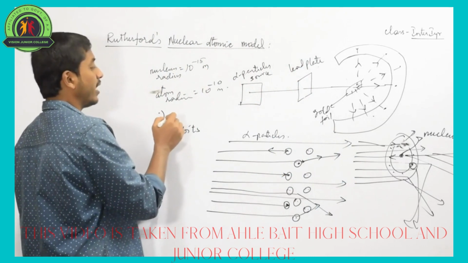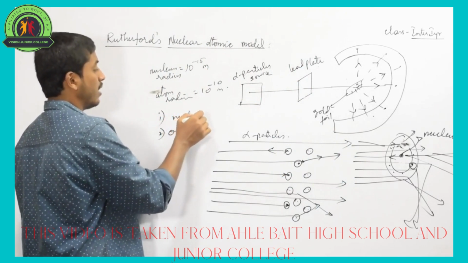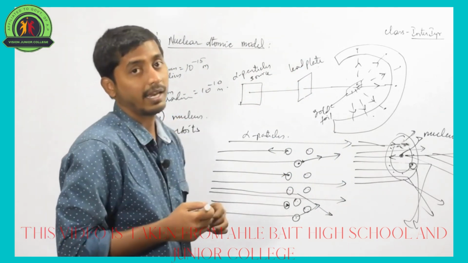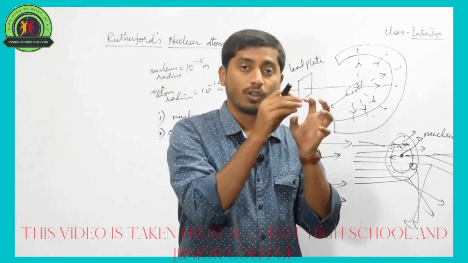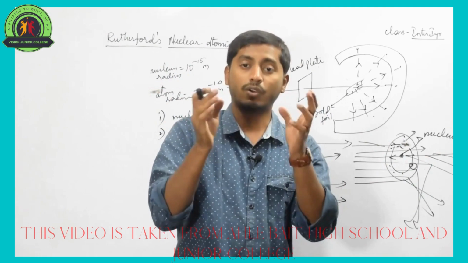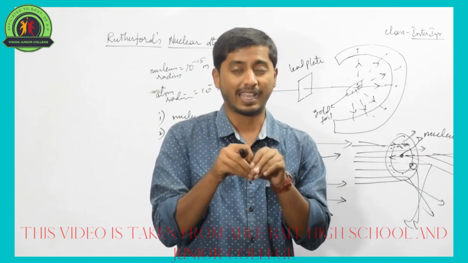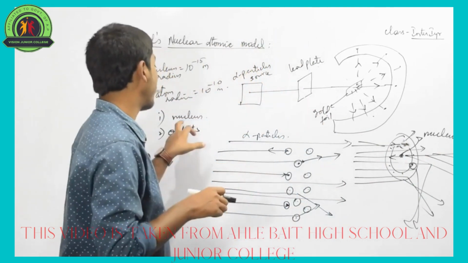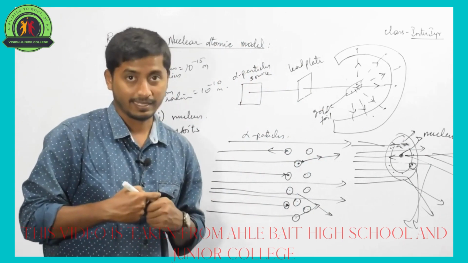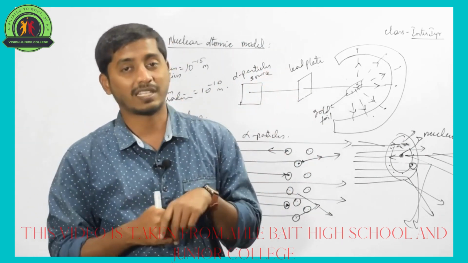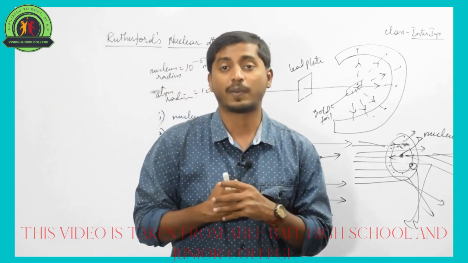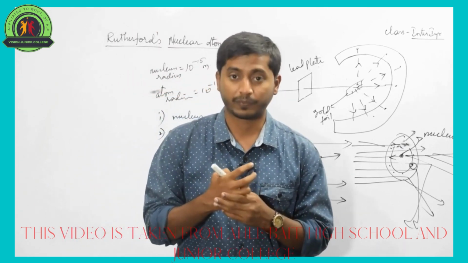What is the first point? He gave what a nucleus is, right. A nucleus is a specific part where the whole positive charge and most of the mass of an atom is highly concentrated at a point. That point is called the nucleus, right. And the second point is that the electrons revolve around it in a specific path. That particular path is called an orbit, right.